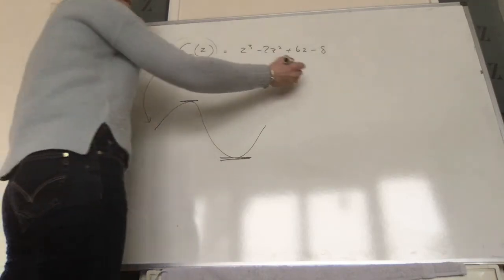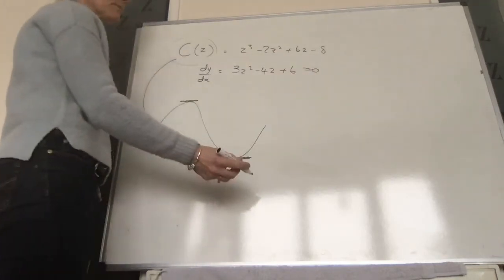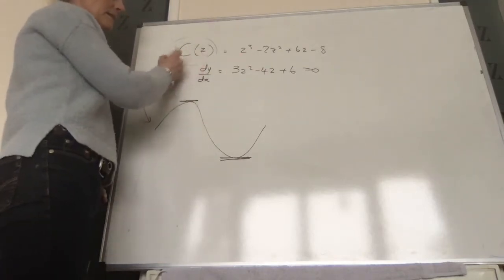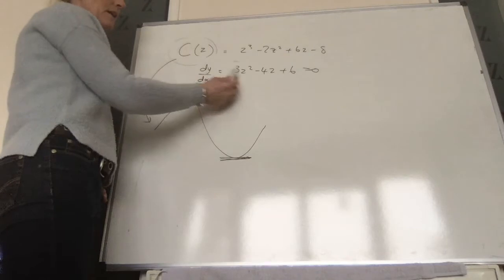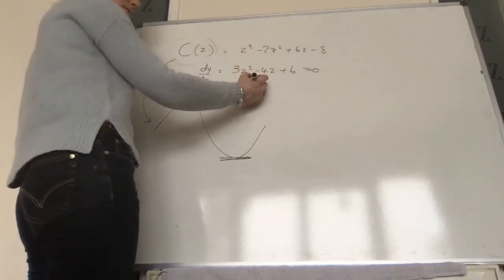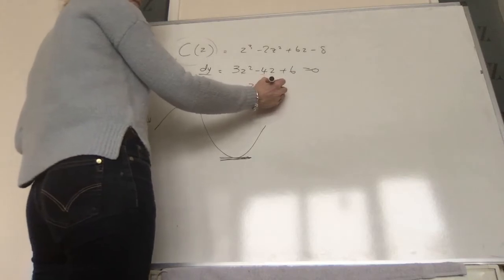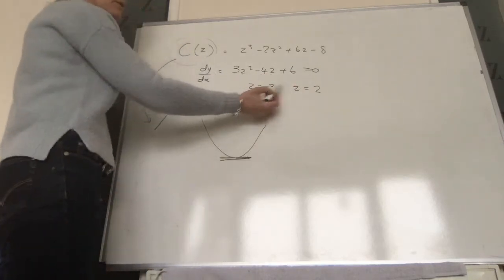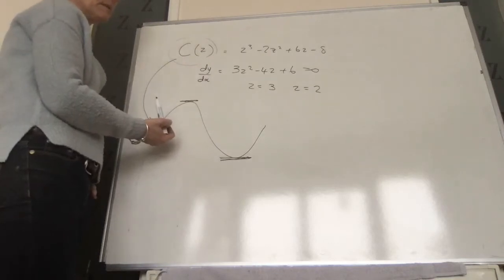So if we differentiate and put it equal to 0, we will then find a value of z that makes this function a maximum. Now in this situation we're going to get two answers for z, and I made this up so I'm not going to solve this quadratic. Let's say z is 3 and z is 2. How do we know which of these is the maximum or the minimum?